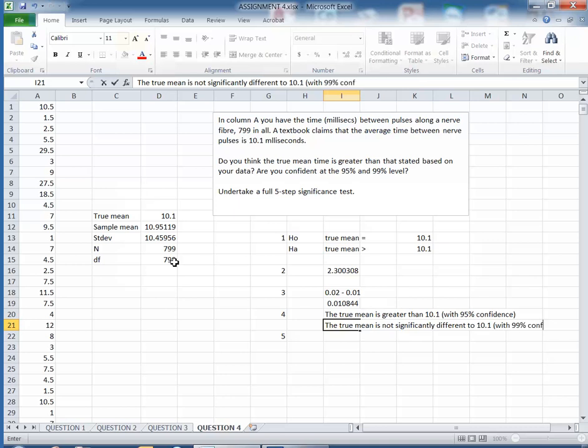So at 95% confidence, we need our p-value to be less than 0.05 for there to be a significant difference. With 99% confidence, we need our p-value to be less than 0.01 for there to be a significant difference. Therefore, we'd reject the null hypothesis at the 95% confidence level, but we would accept it at the 99% confidence level because our p-value is greater than 0.01.